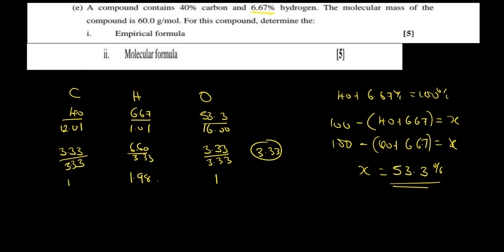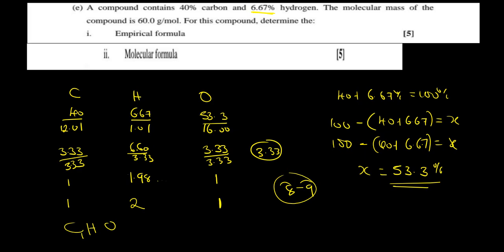So here it will be 1. Here you round off, that will be 2. Then here it will be 1 like that. Therefore the empirical formula of this compound will be CH2O, oxygen like that.